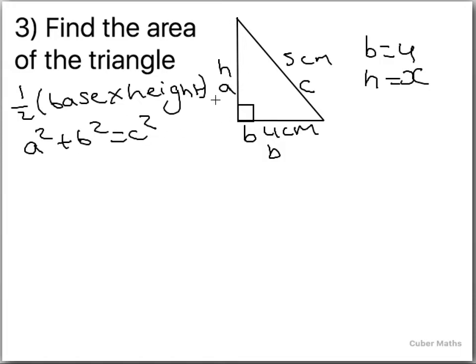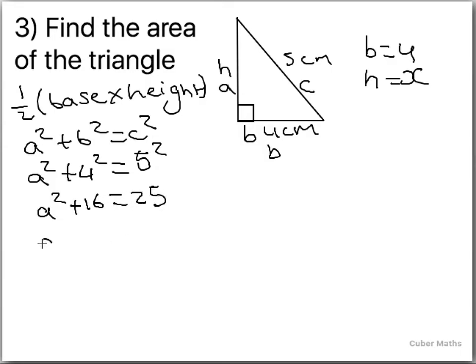So because we don't know our height and we labelled that a, we'll just leave that as a squared. Add b squared, and we labelled our base b, so we know that that's 4 squared, is equal to c, and that's our 5, which is 5 squared. So a squared add 4 squared, and 4 times 4 is 16, is equal to 5 squared, which is 25. So a squared is equal to 25 take away 16, which equals 9.